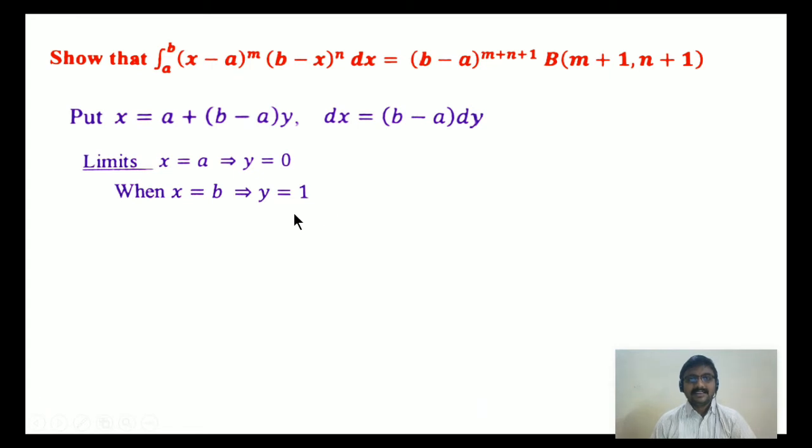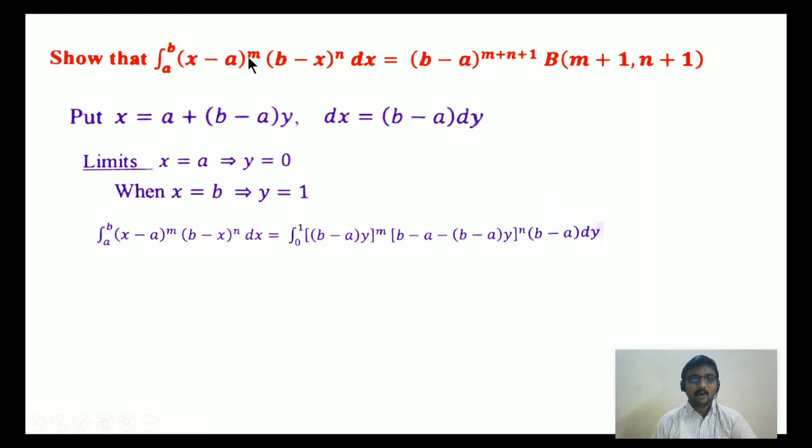So with these limits, the given integral becomes the integral of a to b. But what is x here? a plus (b minus a) into y. So clearly a gets cancelled. So we will have (b minus a) into y, whole to the power of m. Then b minus x. But what is x here? a plus (b minus a) into y.